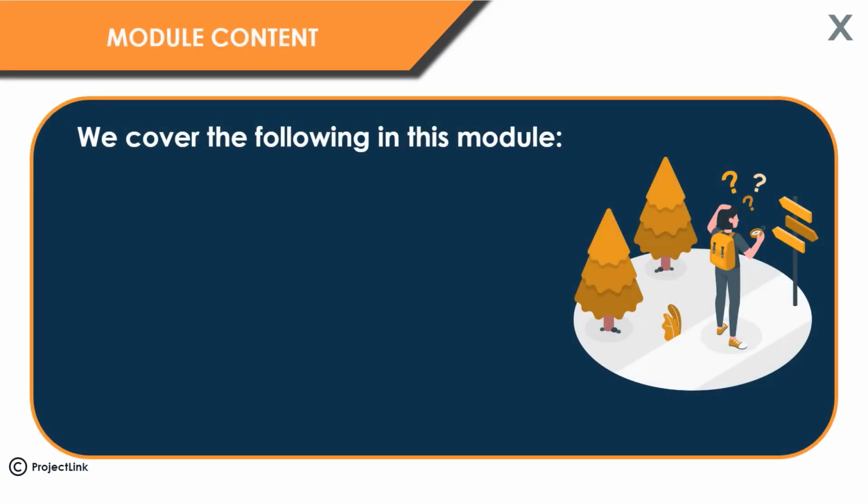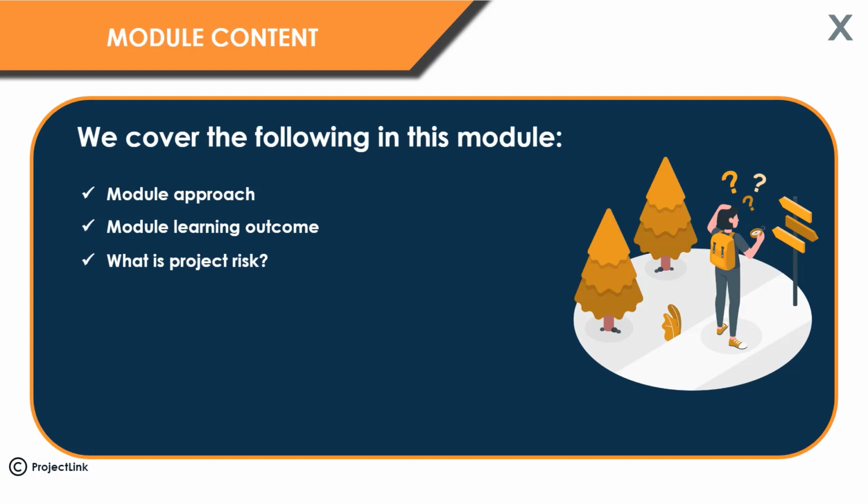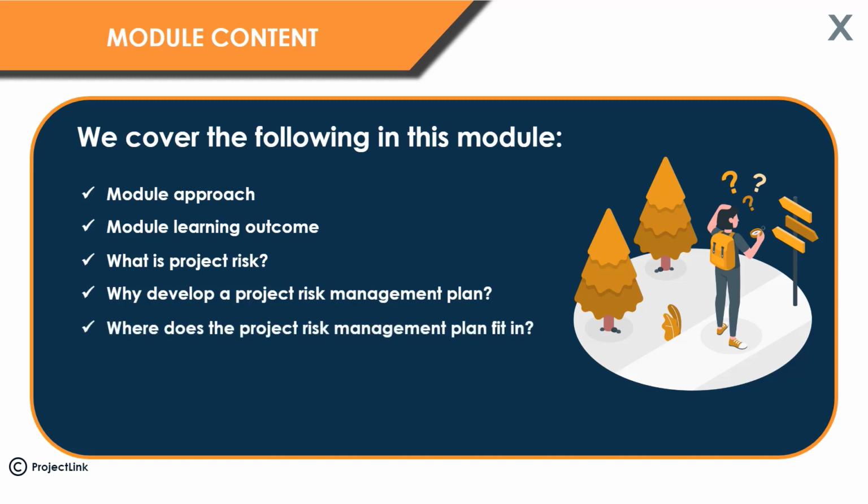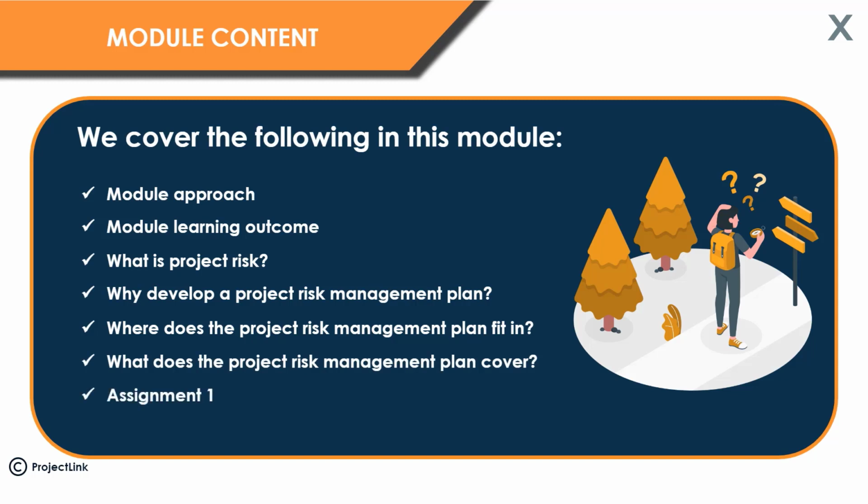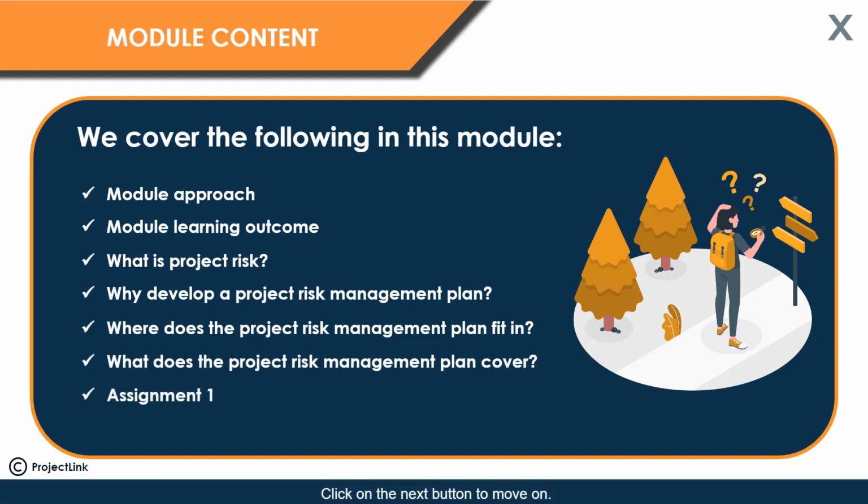We cover the following in this module. Module Approach. Module Learning Outcome. What is a project risk? Why develop a project risk management plan? Where does the project risk management plan fit in? What does the project risk management plan cover? And lastly, there will be an assignment to conclude.